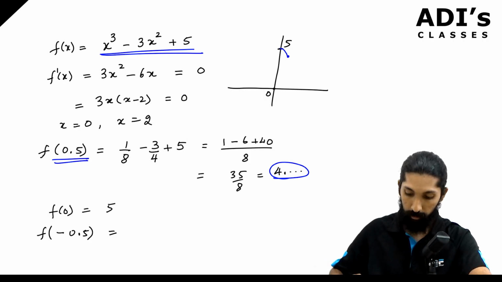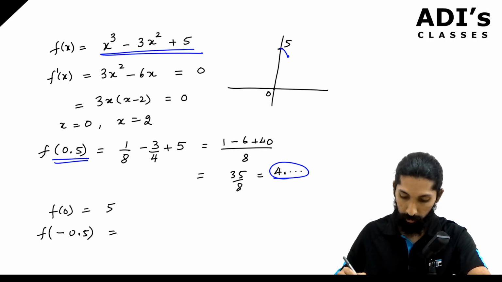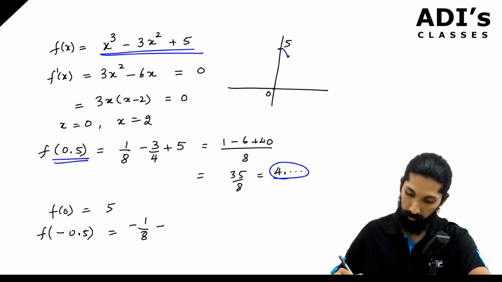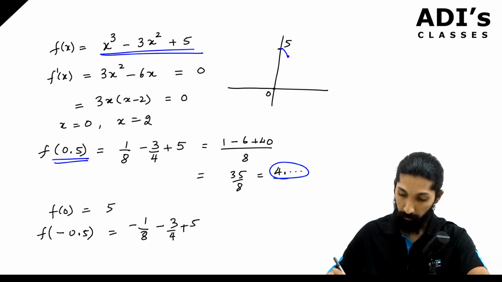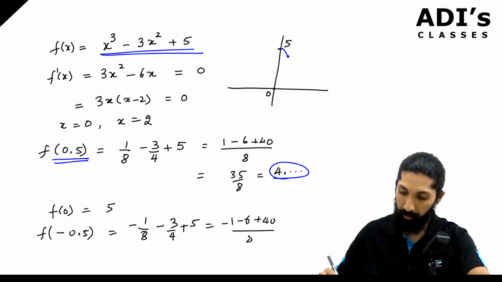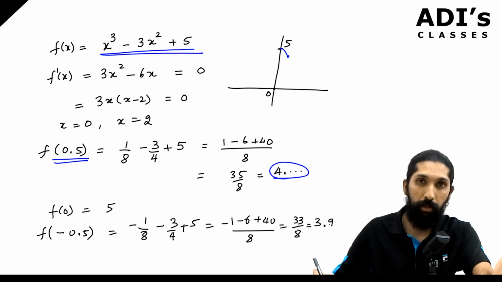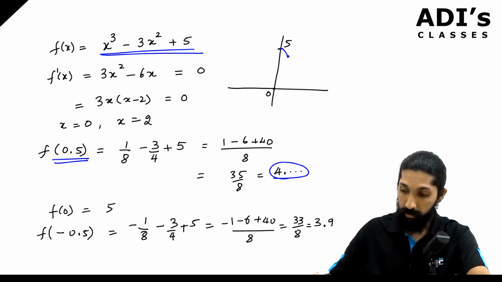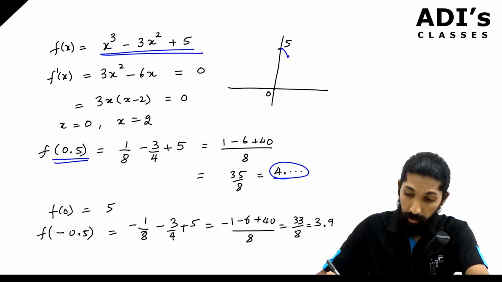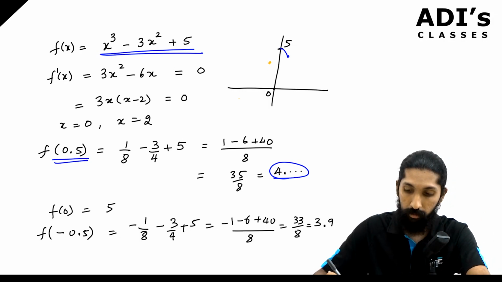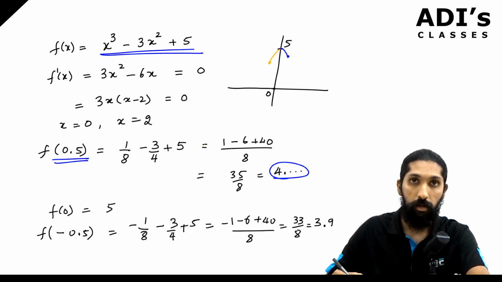Now, what we are doing now is we are doing it for minus 0.5. Let's check that also. So you have minus 1 by 8 minus 3 by 4 plus 5, correct? Which will be minus 1 minus 6 plus 40 divided by 8. Now this is going to become 33 divided by 8, which is 3.9, maybe keeps on going. That means the previous value is 3 point something, which is somewhere over here. The graph is going to be like this, right?